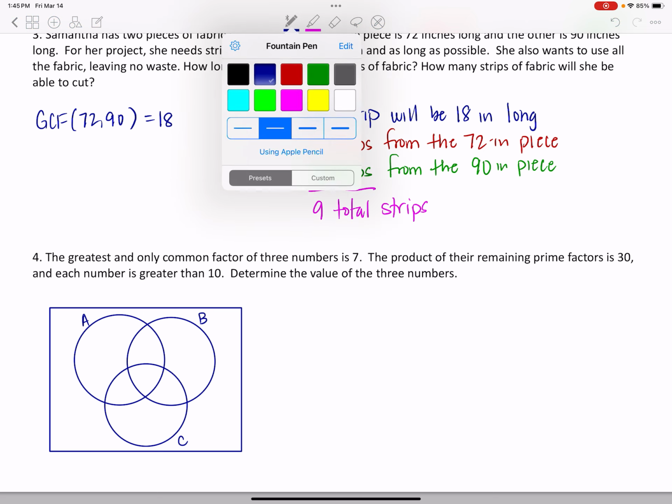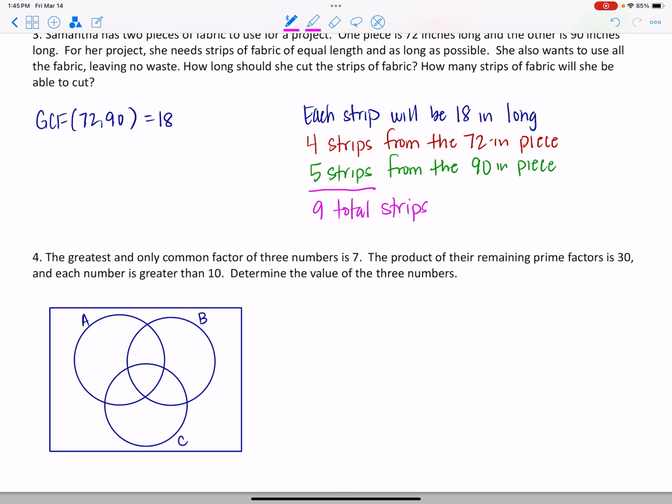So I know that the greatest common factor for my 3 numbers is 7. It's also the only common factor. So in my picture, my greatest common factor for all 3 numbers is 7. That's going to go here. And because it's the only common factor, that means that there won't be anything in this space, or this space, because there's nothing else in common to my 3 numbers. So I know those are going to be empty.